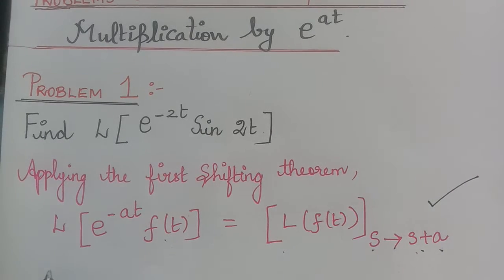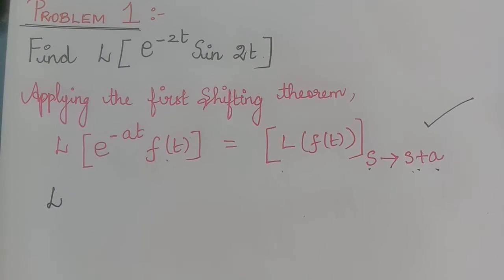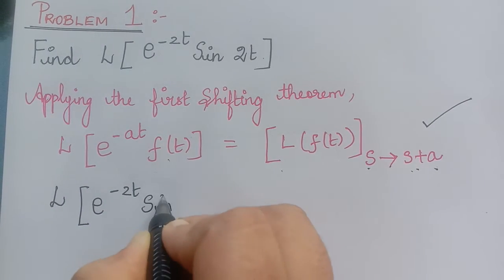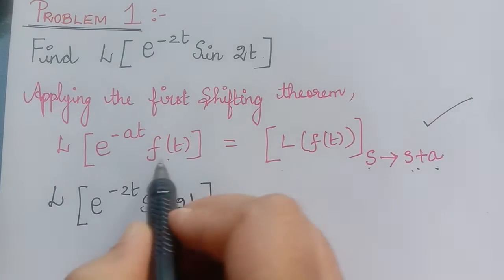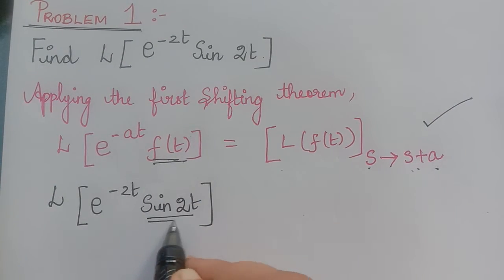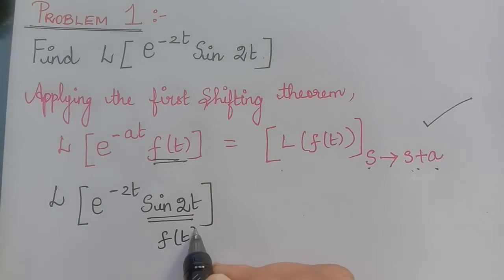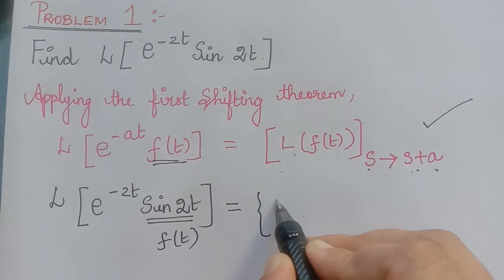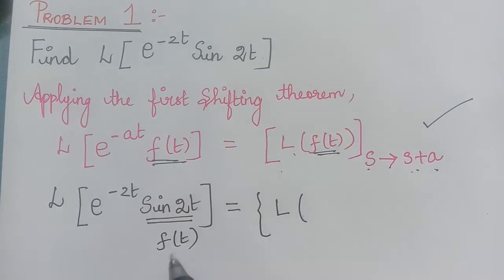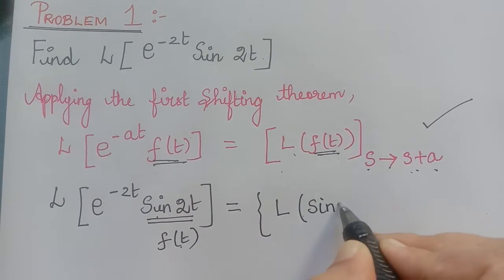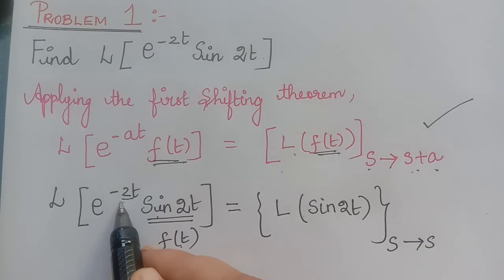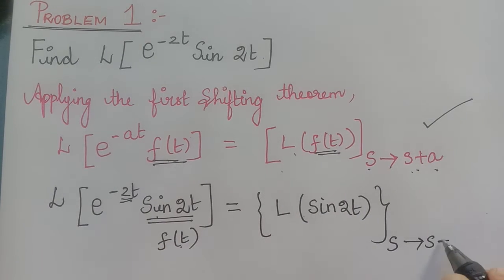Let us apply this theorem to this problem. In the given question, we have to find the Laplace transform of e to the power negative 2t sine 2t. In the place of f of t, we have sine 2t. So applying the first shifting theorem, this will be equal to the Laplace transform of f of t, which is sine 2t, where we have to shift s to s plus a. What is a over here? It is 2. So s plus 2.